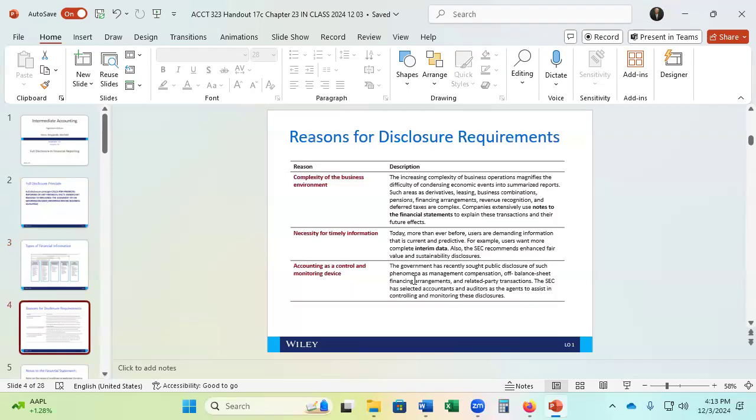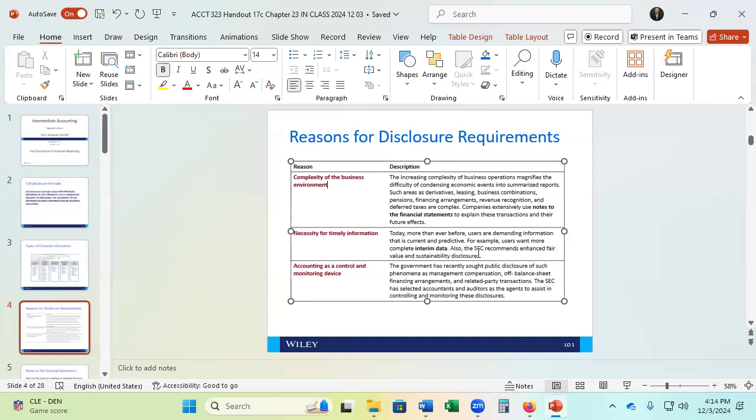You're familiar with some of the reasons for disclosure requirements. Here they're talking about how complex the business environment has become. Now, we covered some of these things in this class, like pensions, right? Leasing. You covered revenue recognition in an earlier intermediate. And then, of course, we covered deferred taxes. So you're going through and seeing how challenging these aspects can be to report. And so as much disclosure as reasonably possible will help your investors understand the complexities of the business.